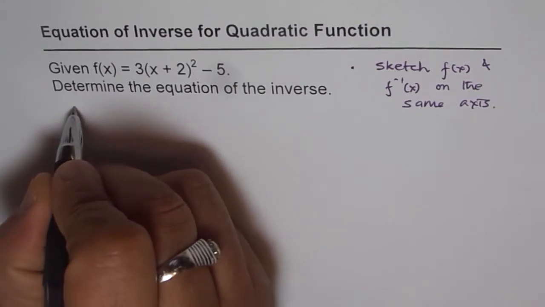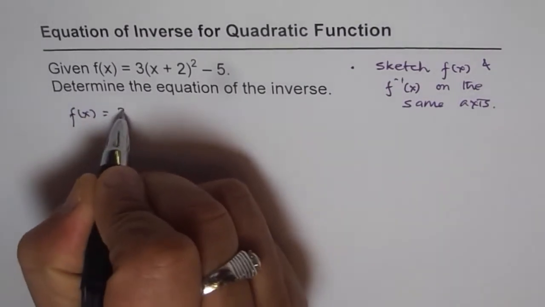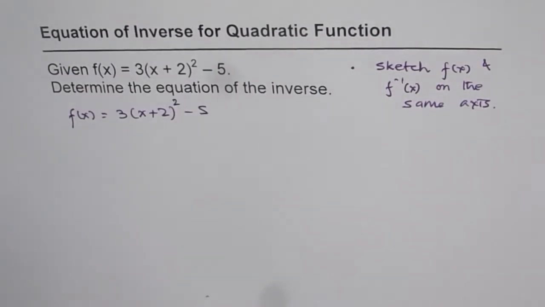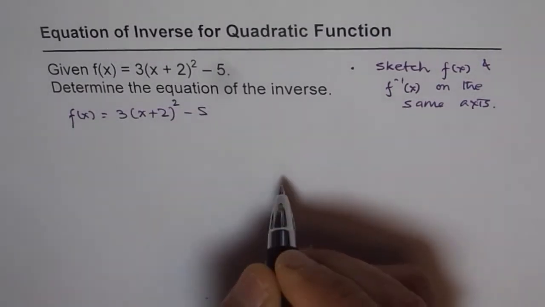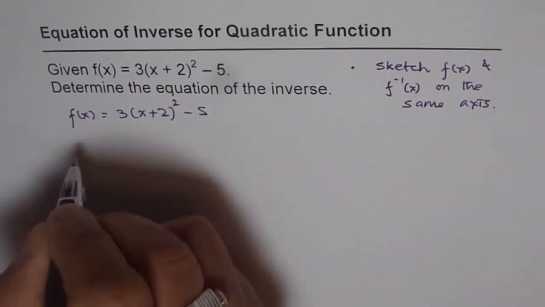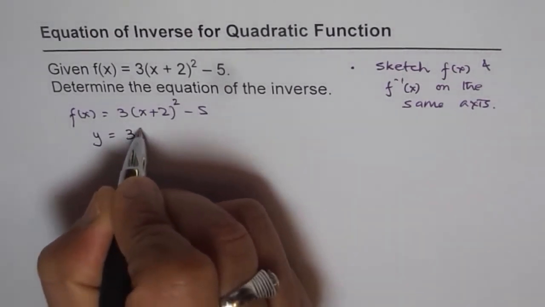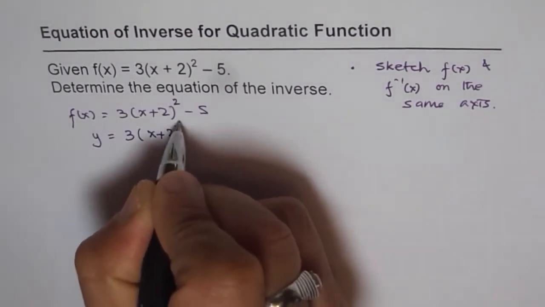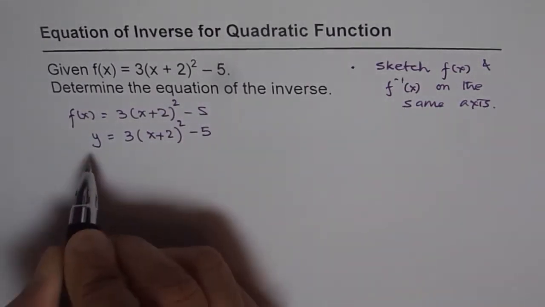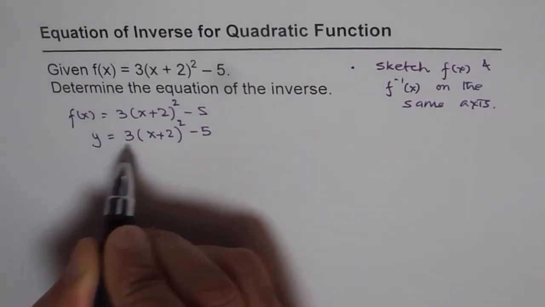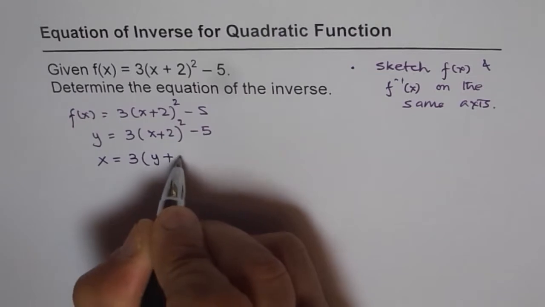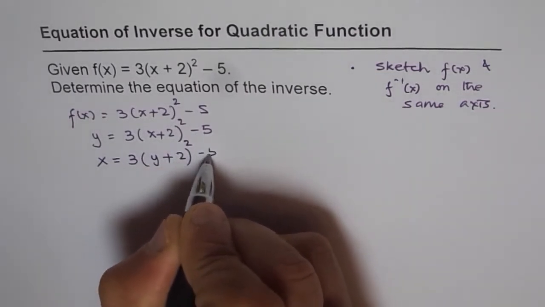So we have the function f of x equals to 3 times (x plus 2) whole square minus 5. Now steps involved to find inverse equation is, first step, write y instead of f of x. So we get y equals to 3 times (x plus 2) whole square minus 5. This is the first step. Second step is swap x and y, interchange x and y. So we get x equals to 3 times (y plus 2) whole square minus 5.